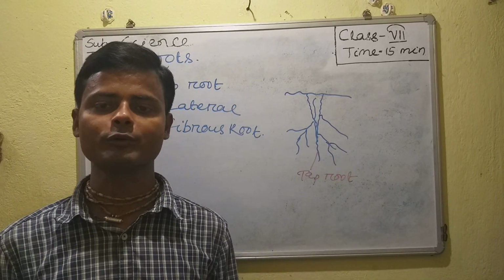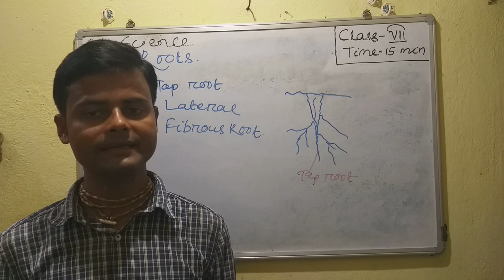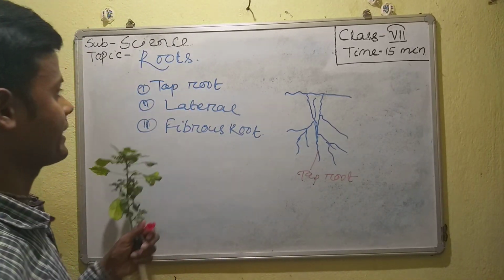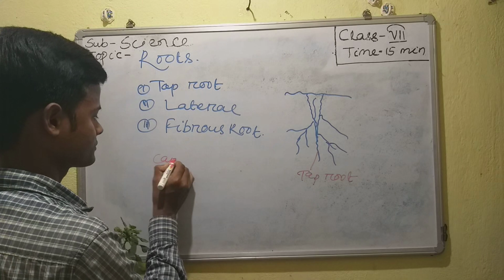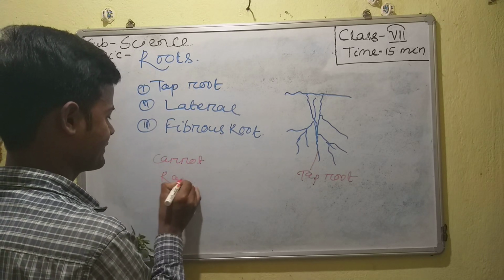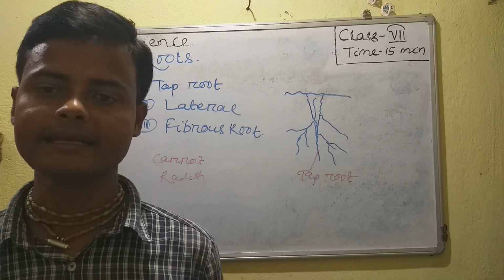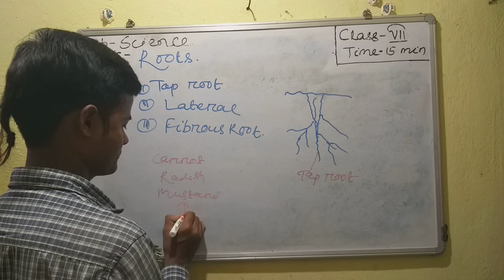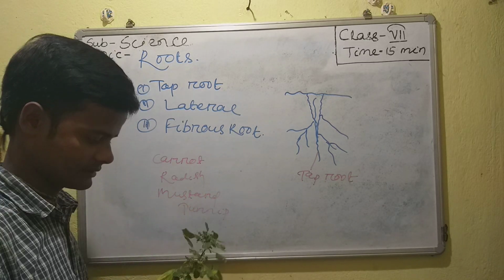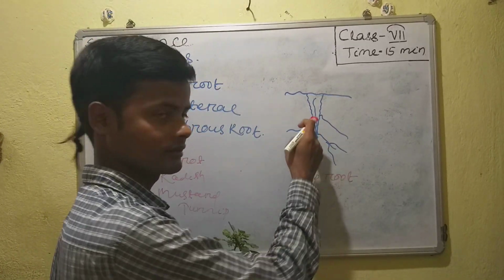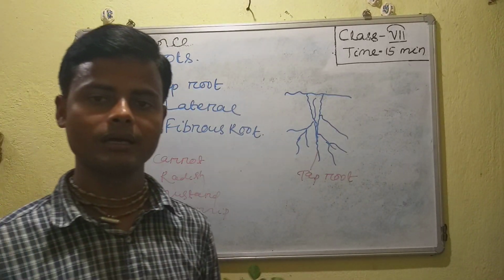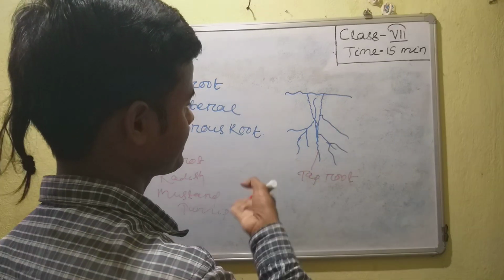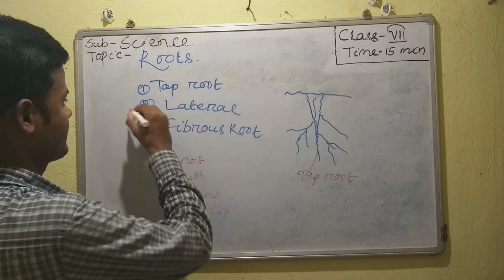As it grows straight down, it can penetrate deep into the soil, right, and obtain more nutrients and minerals. For example, it is generally present in carrot, radish, turnip, mustard, right? It grows deep into the soil and obtains more nutrients and minerals from the soil. And from the taproot there are many branch roots, that is lateral roots.